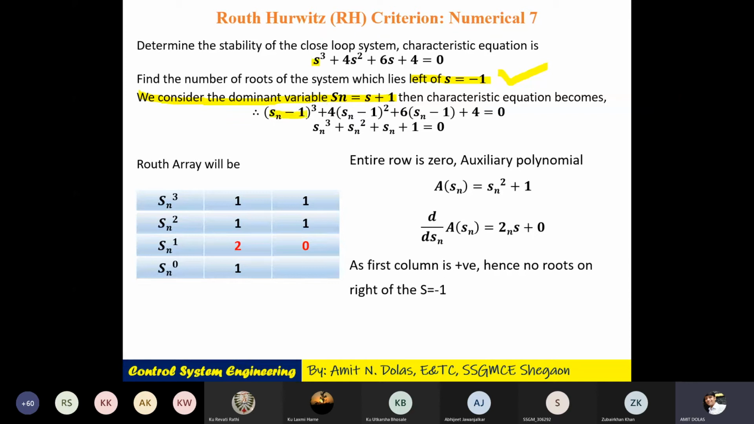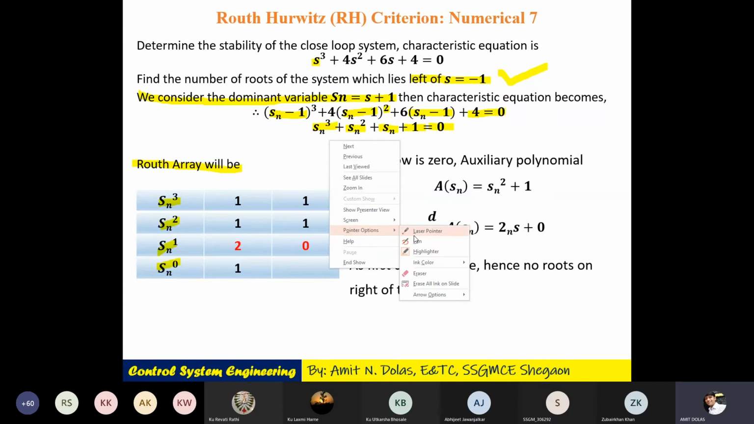So it will be (Sn minus 1) cube plus 4 into (Sn minus 1) square plus 6 into (Sn minus 1) plus 4 is equal to 0. Solve this. After solving you will get Sn cube plus Sn square plus Sn plus 1 is equal to 0. Now make root table or root array. It will be Sn cube, Sn square, Sn to the power 1, Sn to the power 0.